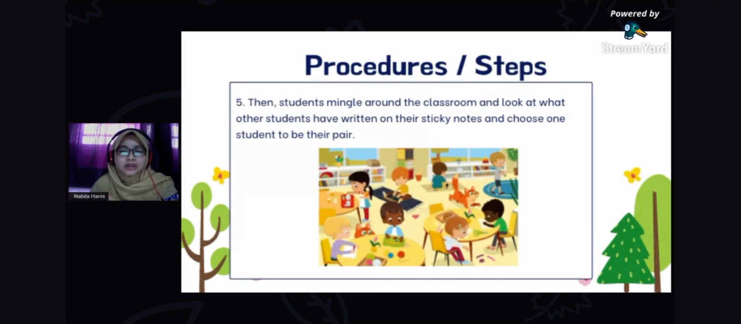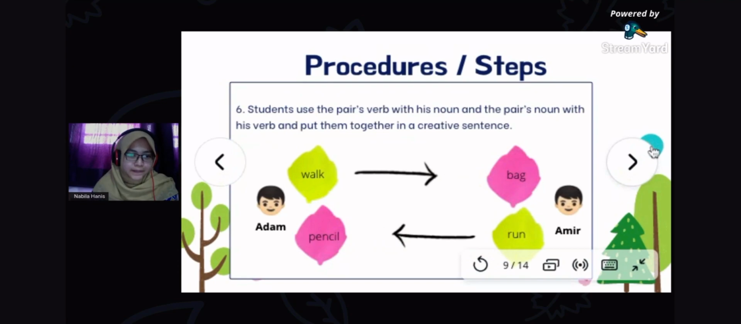Okay, so next, teacher will ask the students to choose one friend, to choose one classmate to be their pair. Okay, this is for the next step. And this part enables students to identify their friends, and for those who do not have close friends, this will be their opportunity to make one. Okay, so we move on to the next step.